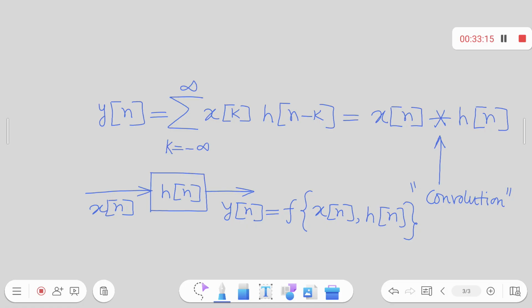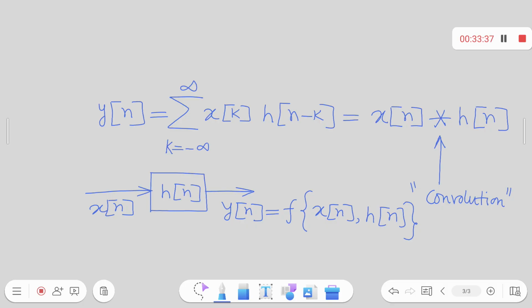And then the multiplication operation, x of k with h of minus k, if you consider n equal to 0, that is okay. If not, then after time reversal you have some shifting as well, h of n minus k. Then you multiply this with x of k, and then you add all those values.